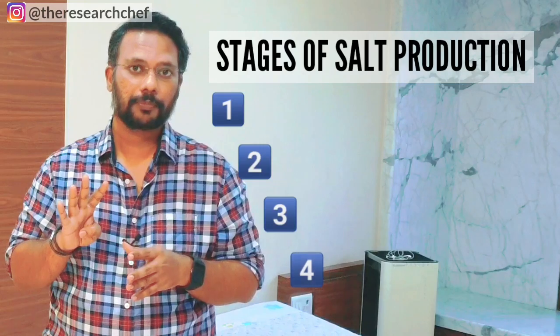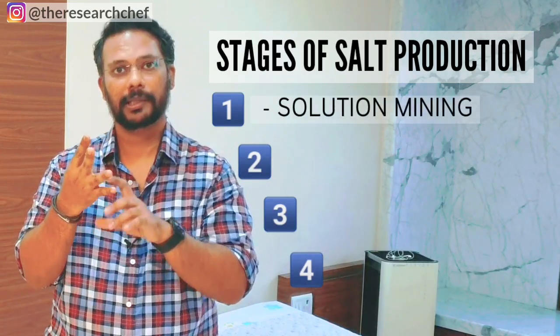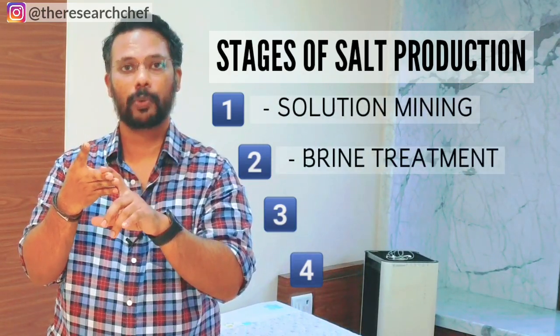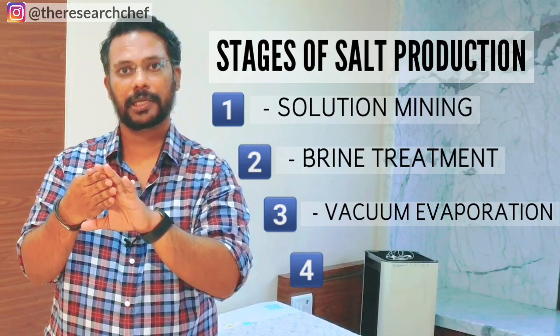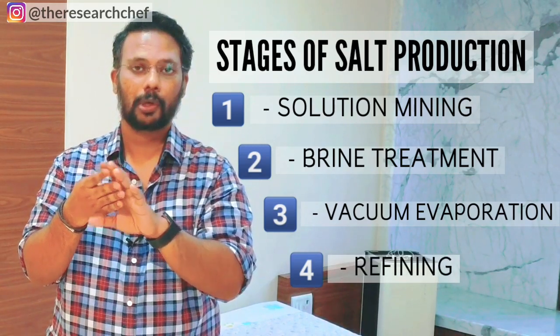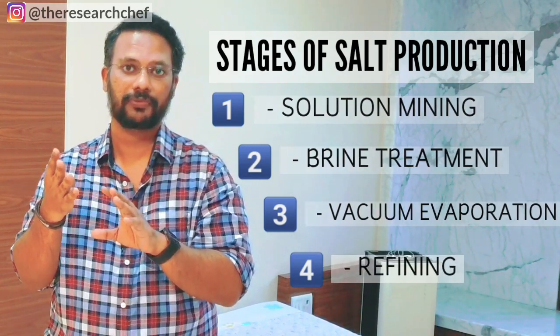I'll not talk much about the open air evaporation method because we are already familiar with it. I'm sure you must have seen salt pans while traveling in a train. But according to me, not many are familiar with the vacuum evaporation process, or how rock salt is produced. Salt production is carried out through mainly 4 stages. First comes solution mining, then brine treatment, then vacuum evaporation, and the last stage is refining. Now let's understand each process one by one.